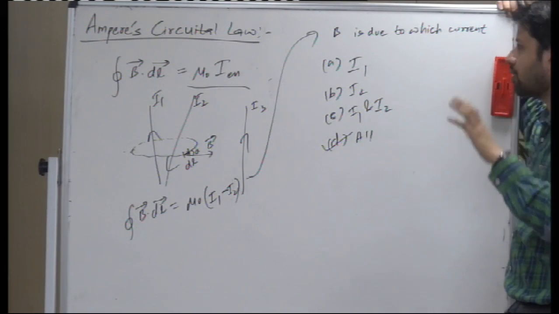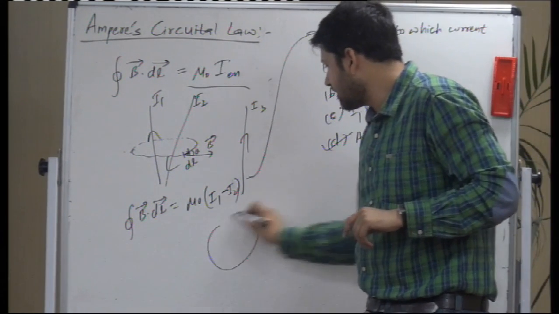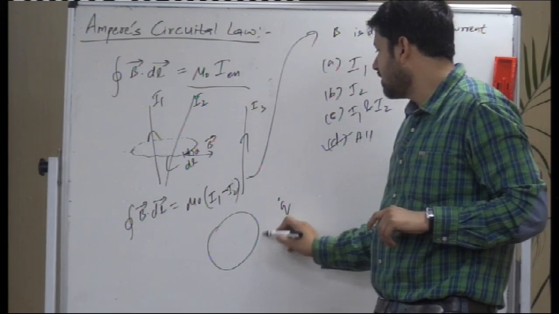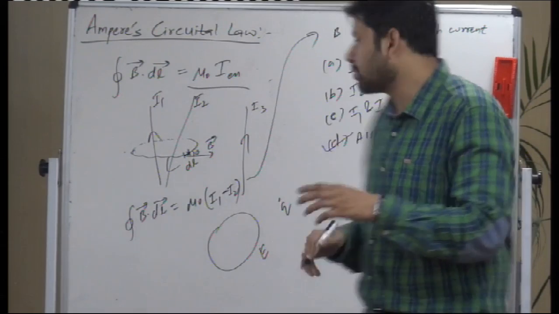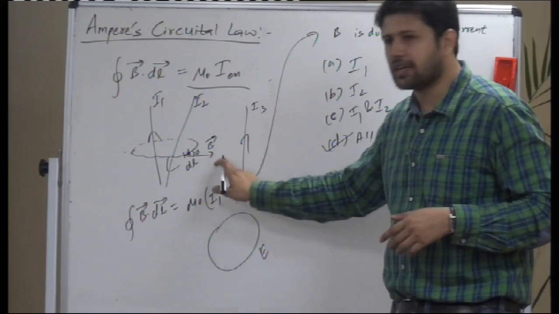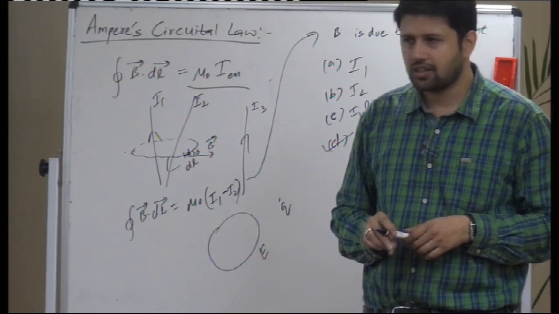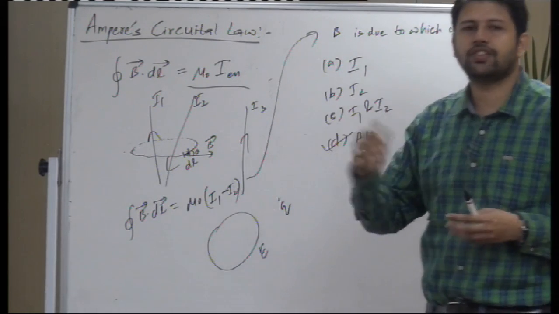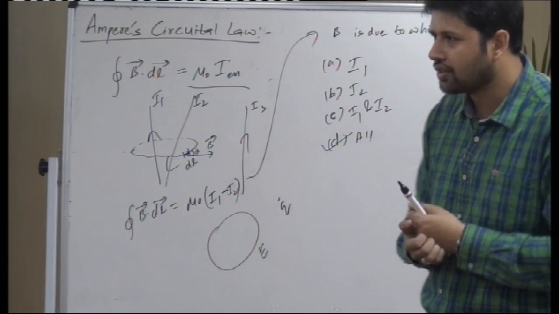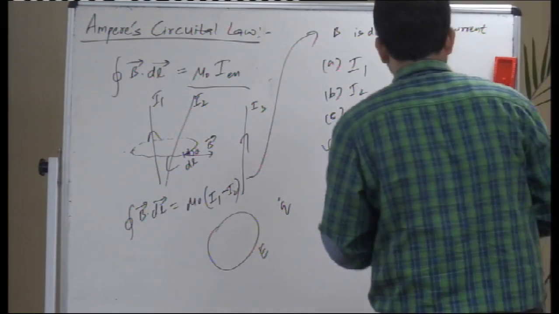So it's like Gauss law. In Gauss law, what you studied, that outside charges would change value of field but not the flux. So here the outside currents would change the value of field but not the line integral. Is it okay? So if we remove I3, the field would change but the value of line integral would still remain same. Is it okay?